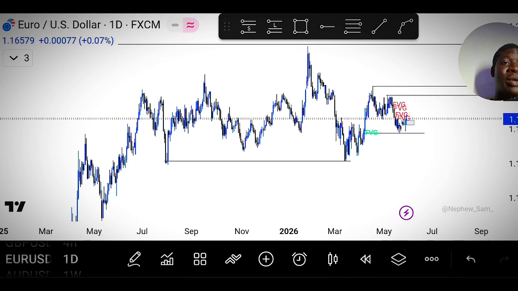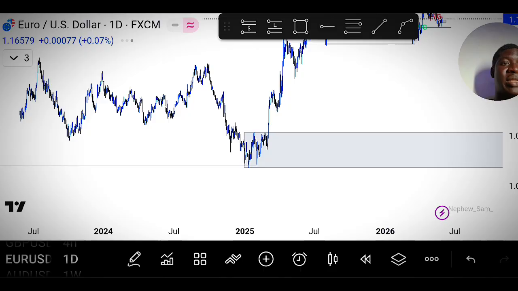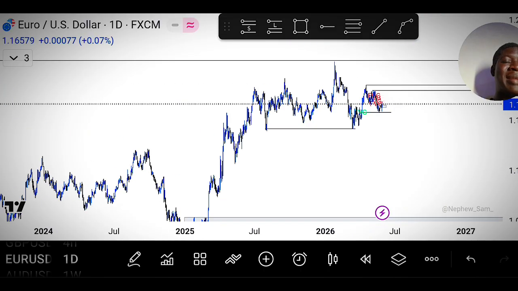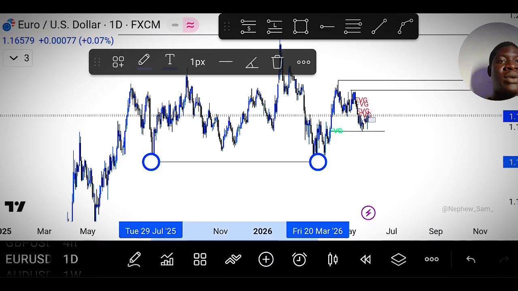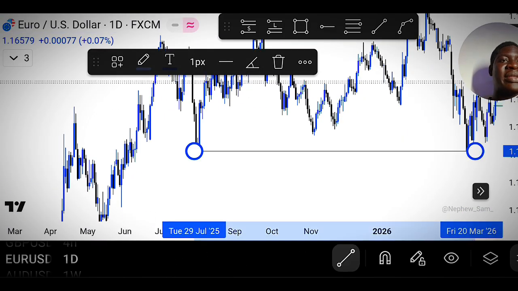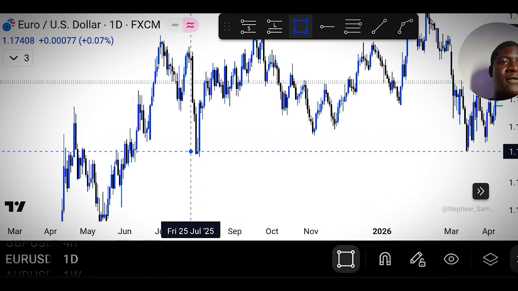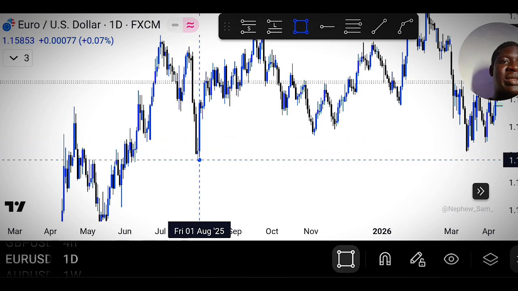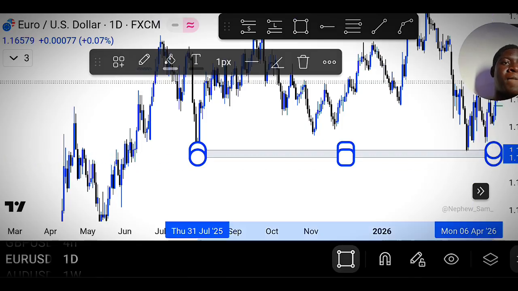On the daily time frame, we are going to see that the market is in an uptrend, moving to the upside. If you look at this market very well, the market reacted to this order block. We have an order block at this area. So the market reacted to this order block.